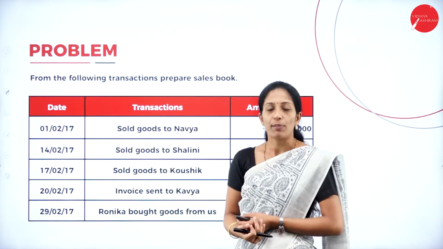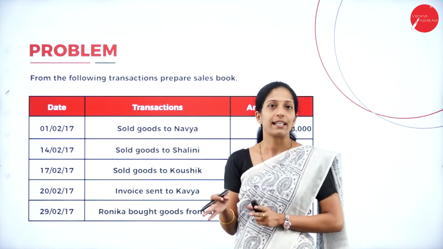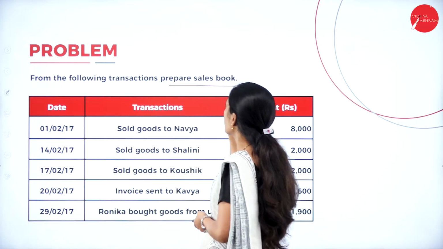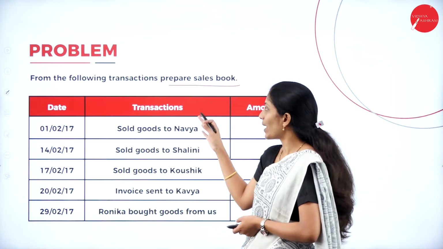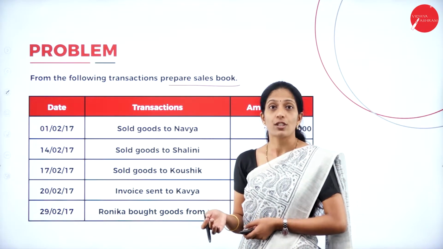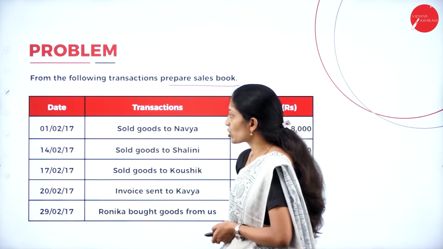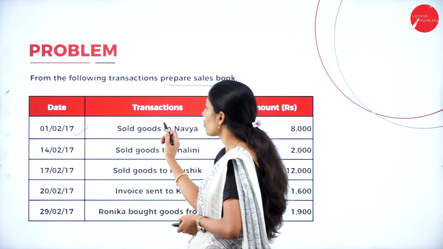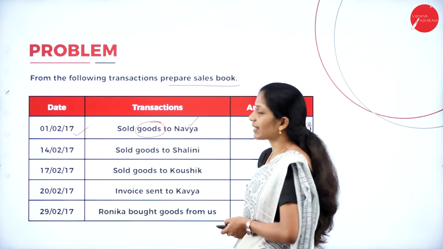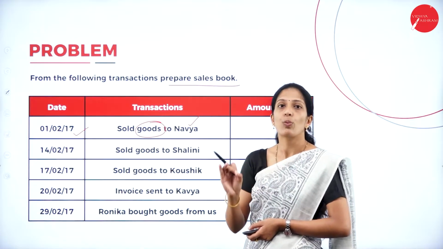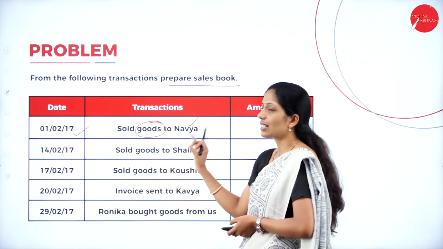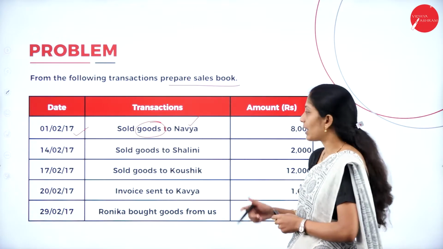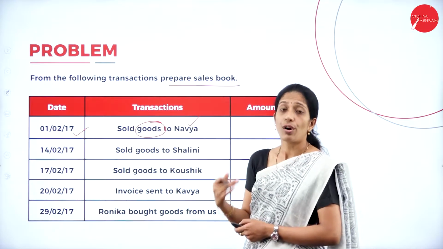Now moving on to the problems. We shall solve a few problems so that you can clearly understand how to prepare the sales book. From the following transactions, prepare the sales book. They have given the date as well as certain transactions. Now go through the first one. 1/2/2017 sold goods to Navya. Here also they have sold goods on credit basis because they have given the name of the person and there is no word called cash. So in the sense it has been sold on credit. 1/2/2017 sold goods to Navya for rupees 8,000. So how do you record it in your sales book?